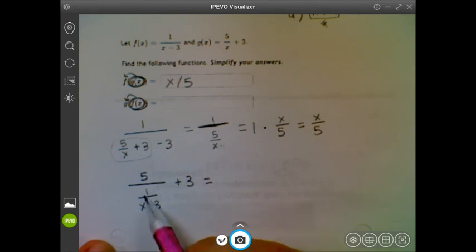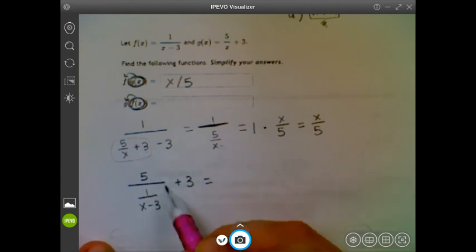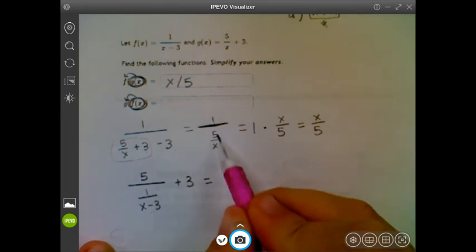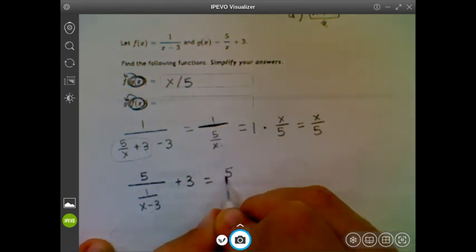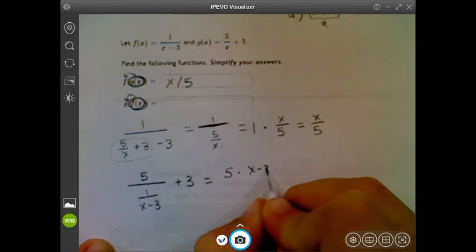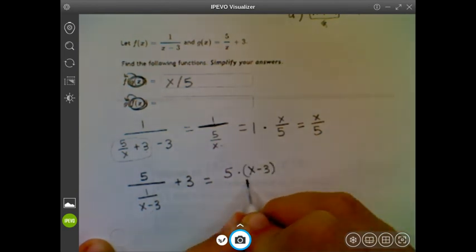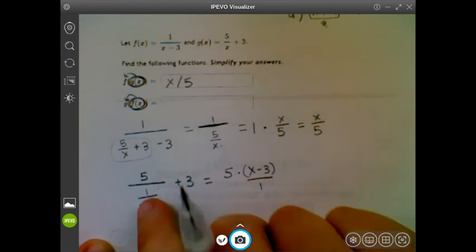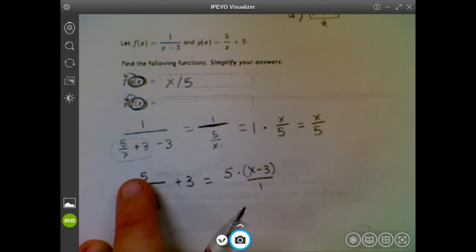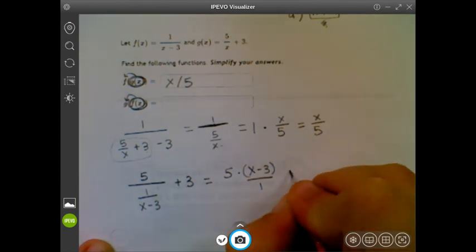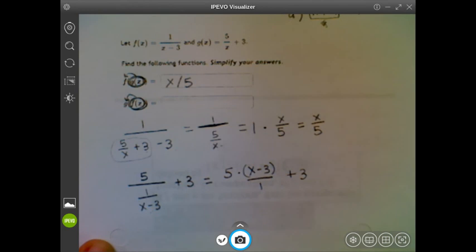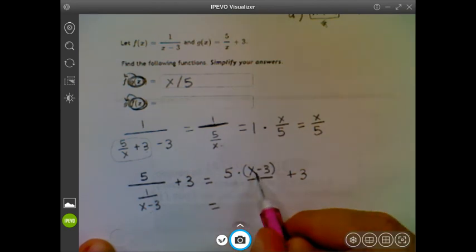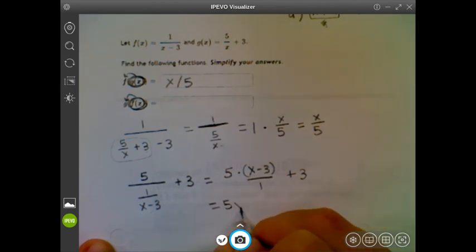This is in the bottom of a fraction, and the plus 3 is just a constant. So what we're going to do is take care of this piece here by doing what we did before, flipping and multiplying. So that would be 5 times x minus 3, and I'm putting it in parentheses to make sure I have both, over 1. So we flipped this fraction over and multiplied it by the top, so 5 times that. And then there's a plus 3 at the end of this. So 5 times x minus 3 means you have to distribute and say 5x minus 15. And then this would be over 1.